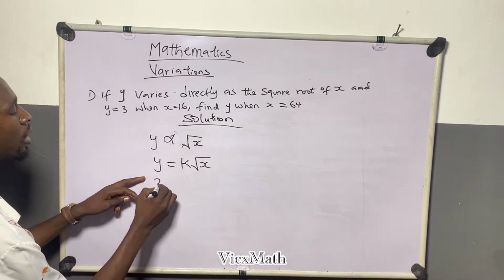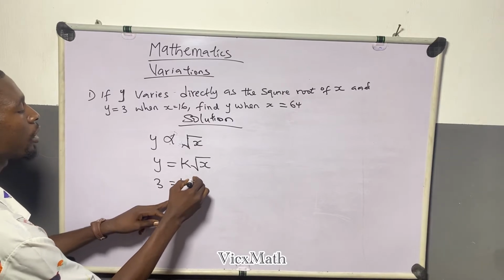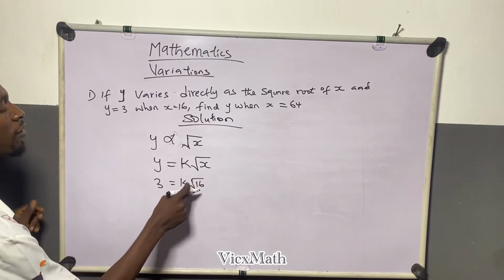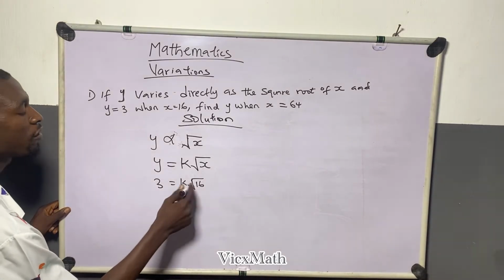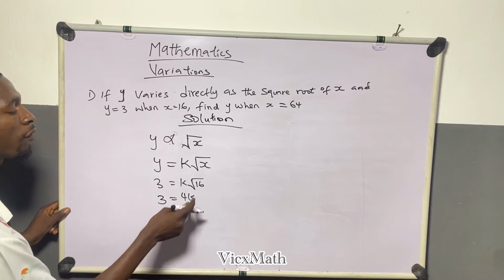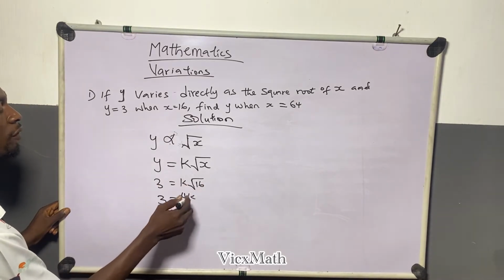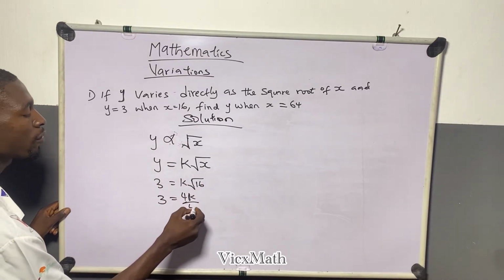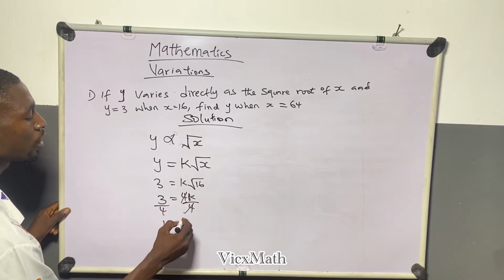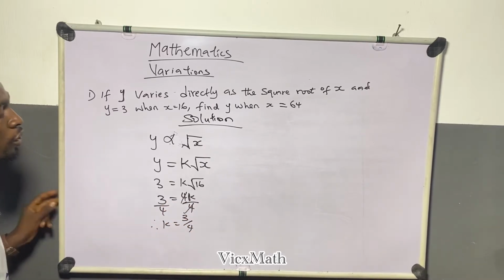They give us y. y is 3, equal to k times the square root of x. What is x? 16. Which means this times the square root of 16, which is 4. So we have 3 is equal to 4 times k, which is 4k. You know how I got 4k? The square root of this is 4, and 4 times k is 4k. And I want to find k. Divide both sides by 4. This cancels this. So k is equal to 3 over 4. You understand what I did here?